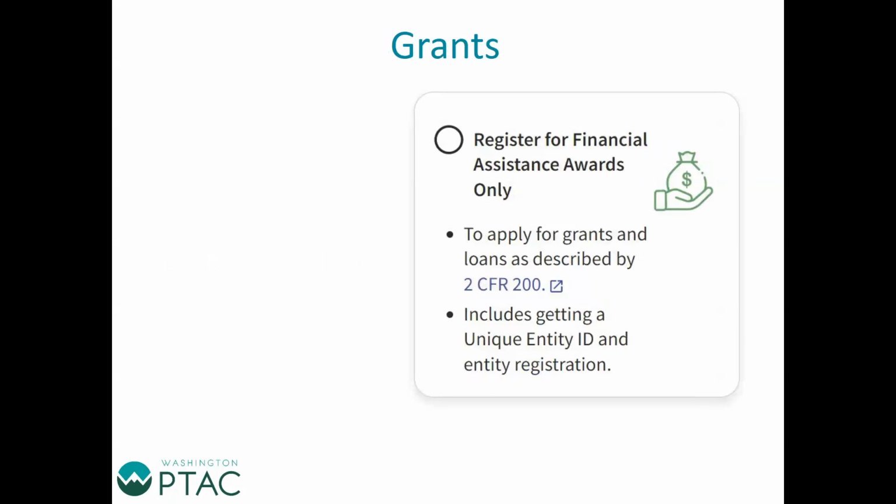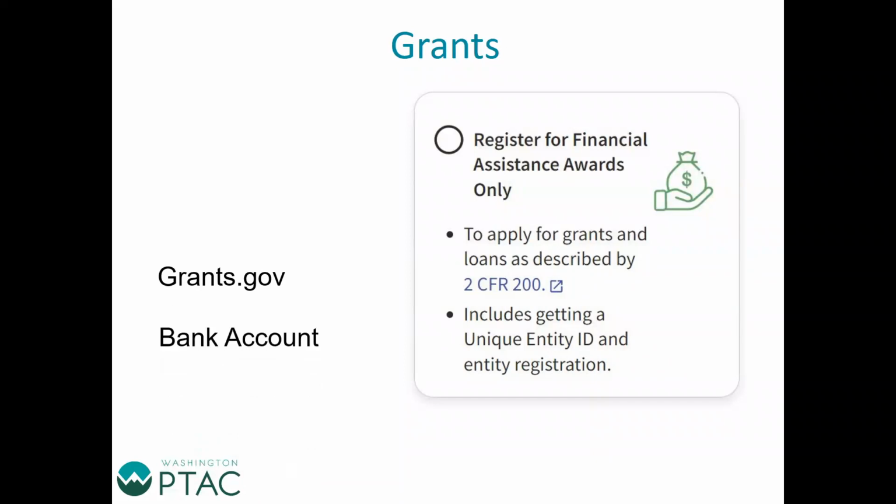Another option that will come up when you're at sam.gov and registering your entity is for grants. If you're only looking for financial assistance and you want to get a federal grant directly, then this is an option that you can choose. For instance, if you are looking at grants.gov or some site like that where they're having direct federal grants available.